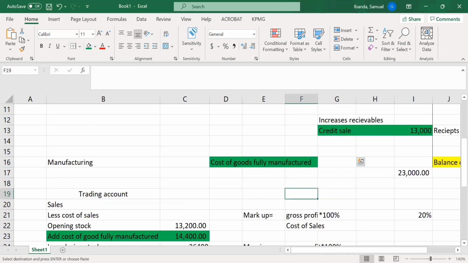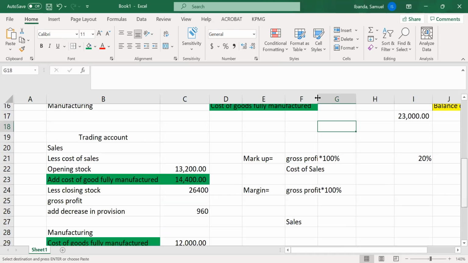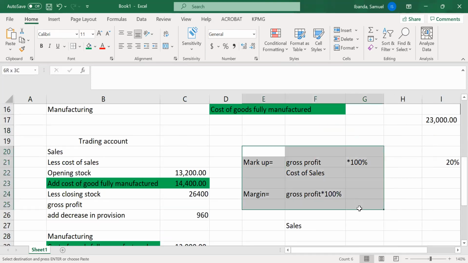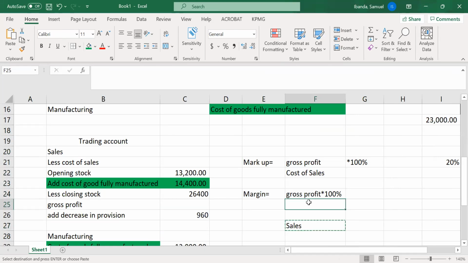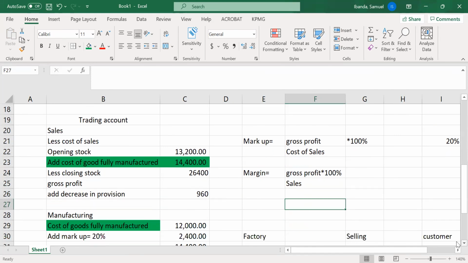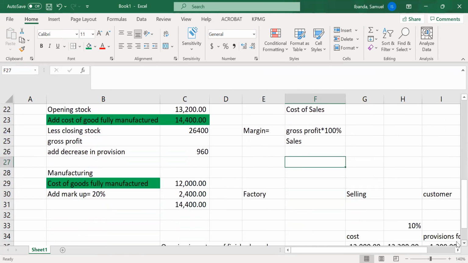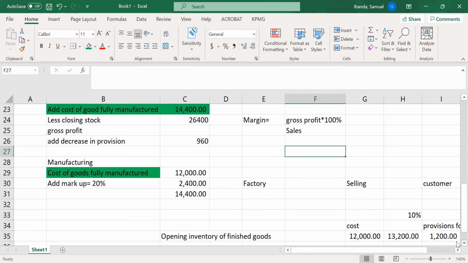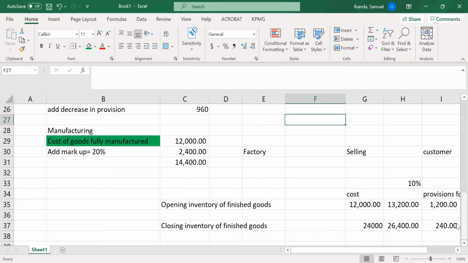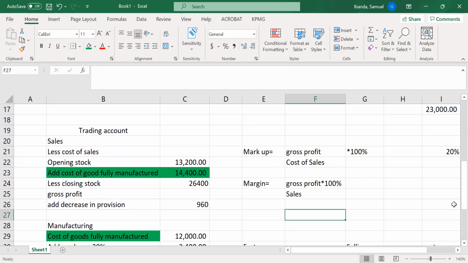Are you seeing my screen? Yes. Have you seen this that I tried to give here? I said that margin is gross profit over sales, times 100. Now, I want to say that margin and markup have a relationship, okay? And even if you've not been given markup, but you've been given margin, you can still work around it to get a markup.